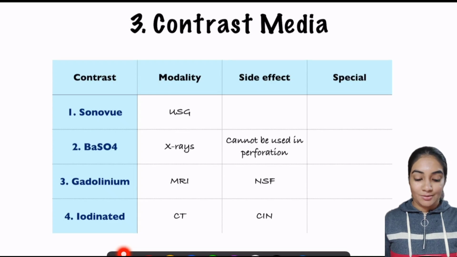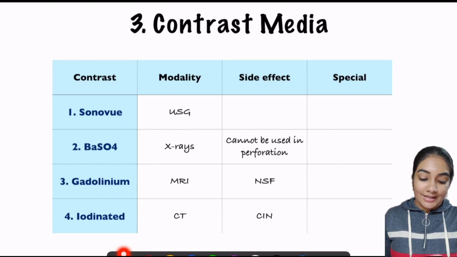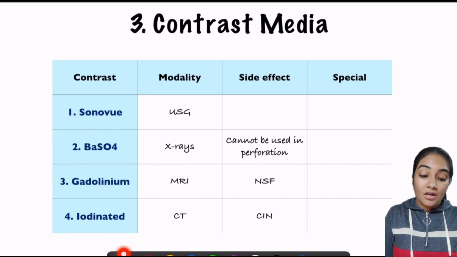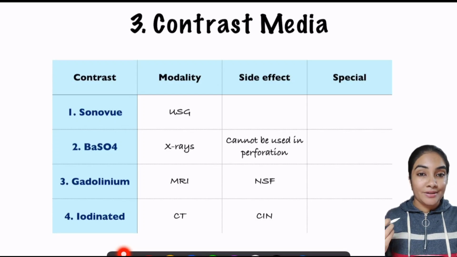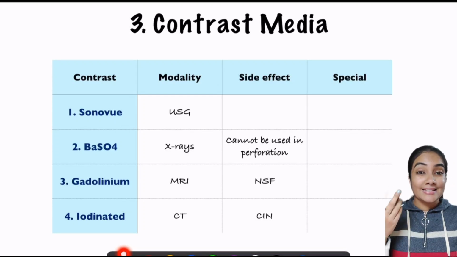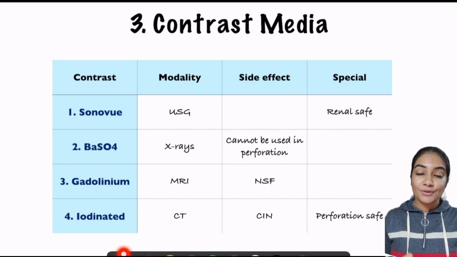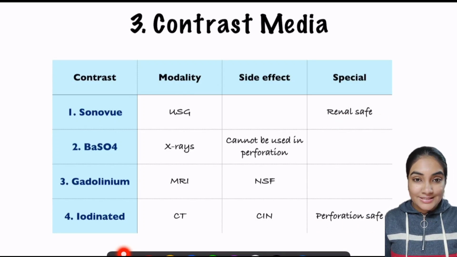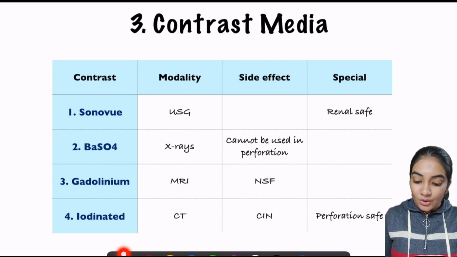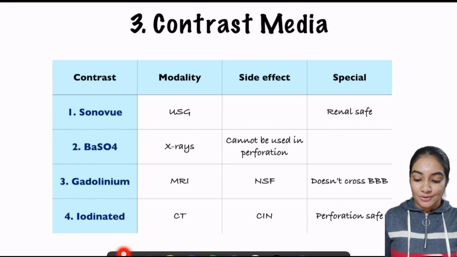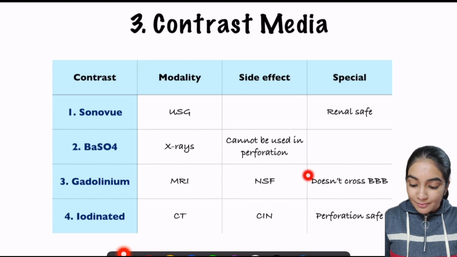Now something special about each of them is that SonoView and iodinated contrast, they are safe in certain conditions and actually preferred in those conditions. SonoView is excreted via the pulmonary pathway. The bubbles, they are exhaled. So it is renal safe, whereas iodinated contrast is perforation safe. In places where you cannot use barium, you use iodinated contrast. And gadolinium, something interesting I found out was it does not cross blood-brain barrier.